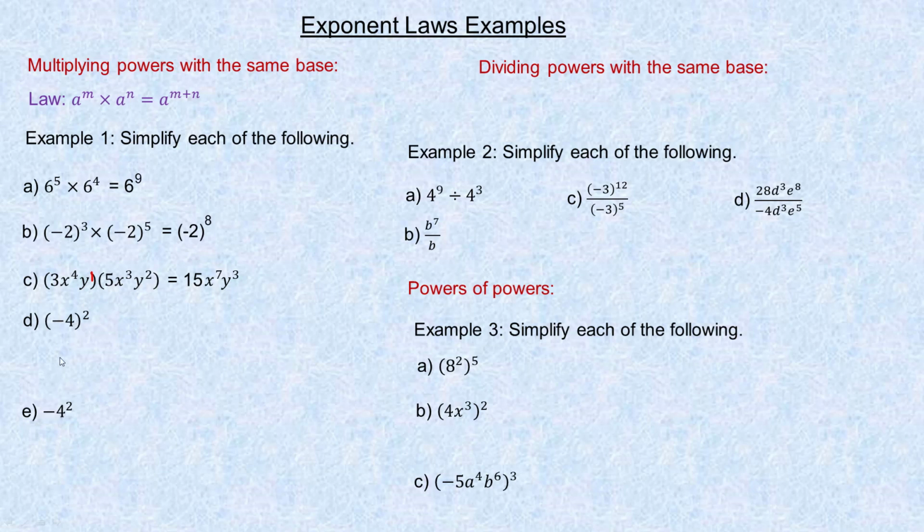Now I want to compare these two. The only difference is the brackets. The brackets are around the -4 here. Here there are no brackets. So -4 in brackets squared means -4 times -4, which would be positive 16. But this actually means -4 squared, -4 times 4.